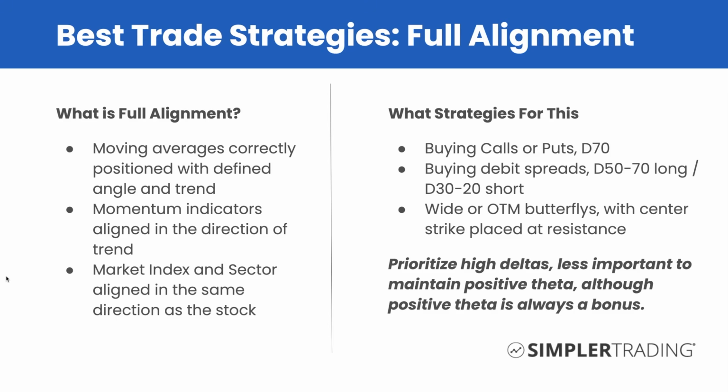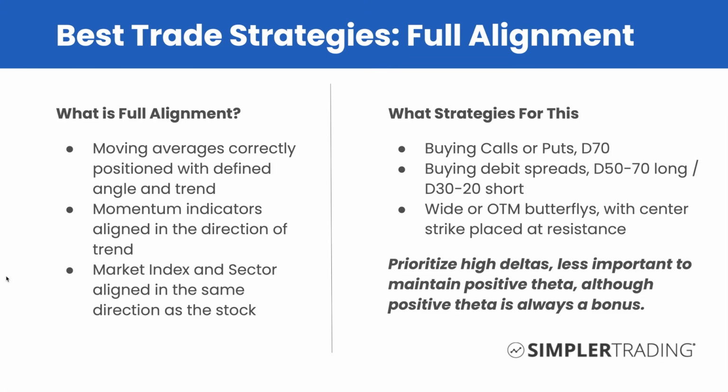And then the third thing, and probably the most important, is we want to make sure that the market index, the S&P 500, the NASDAQ, wherever we happen to be trading, and the sector are aligned in the same direction as the stock. That's very important. Keep in mind index, sector, stock. So what strategies do we implement when we have full alignment? When we have all three of these things working in our favor, we have a very high quality setup.